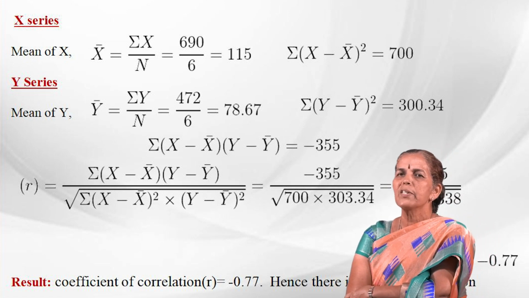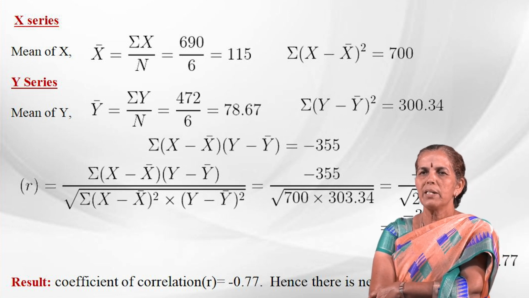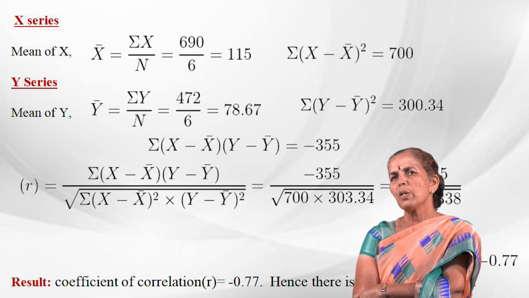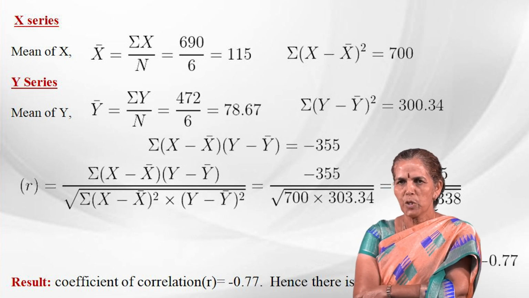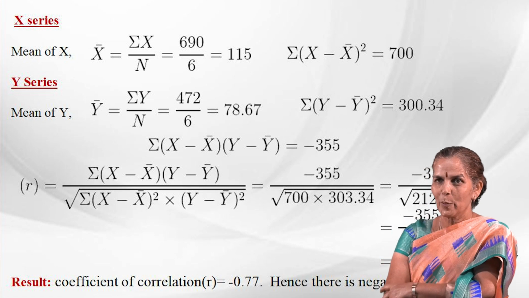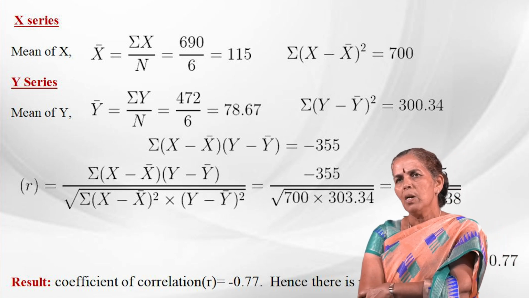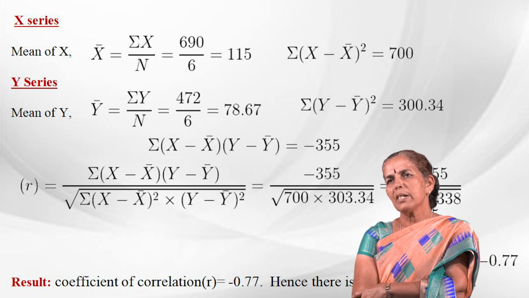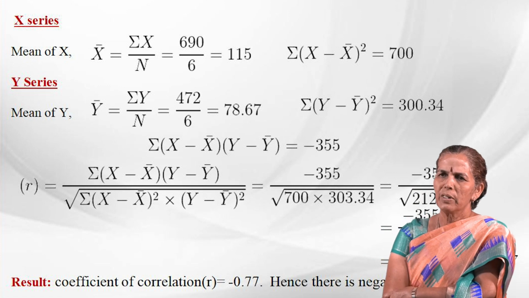We have to substitute all these values in the formula. Summation x minus x bar into y minus y bar, whole divided by root of summation x minus x bar whole squared into summation y minus y bar whole square, which equals minus 355 divided by root of 700 into 303.34. So we have to multiply the denominator part within the root.